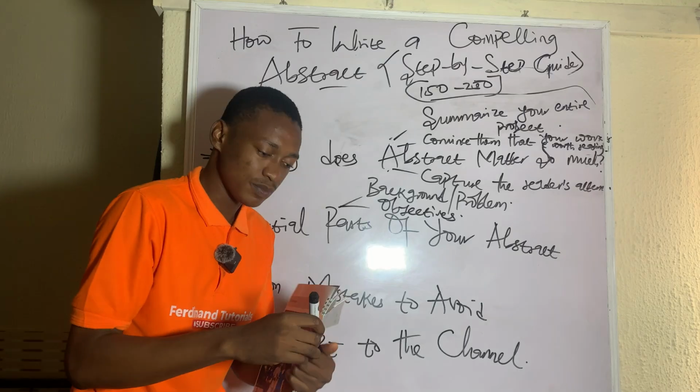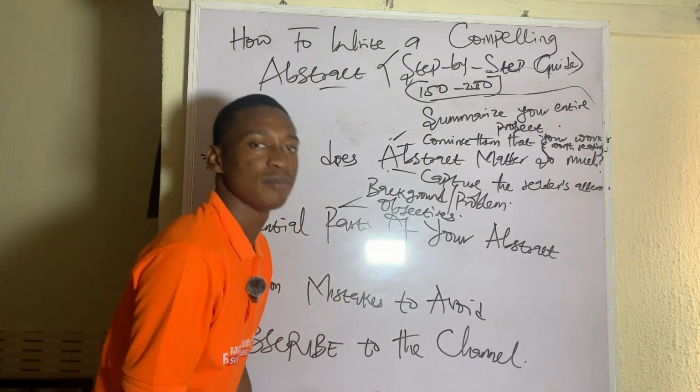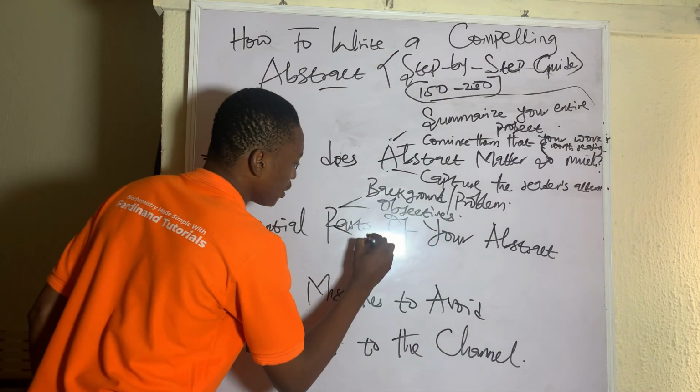After that, you begin to look at objectives. Objectives are what you aim to achieve. What is your procedure for achieving that aim? What do you want to do? Are we together now? Now, after objectives, you look at your methodology.